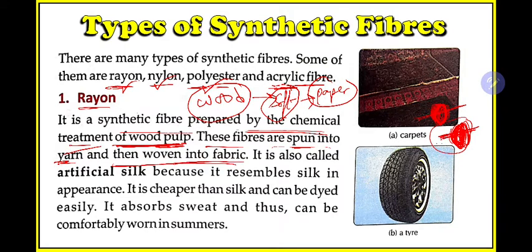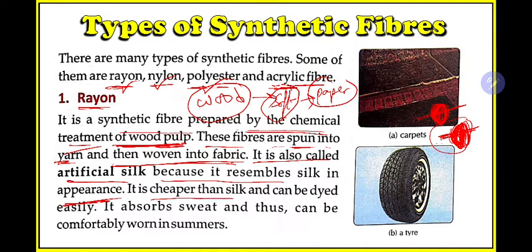Then it's woven into fabric, and from the thread or fiber, fabric, different cloths are prepared. Fabric means cloth. Remember, it is also called artificial silk because it resembles silk in appearance. All of you have seen silk cloths at home. So rayon is known as artificial silk because it feels like or looks like original silk.